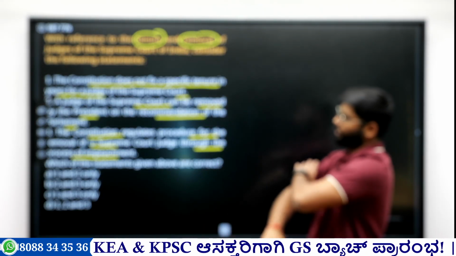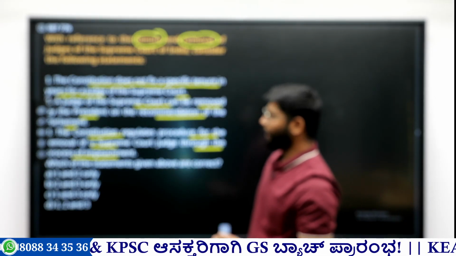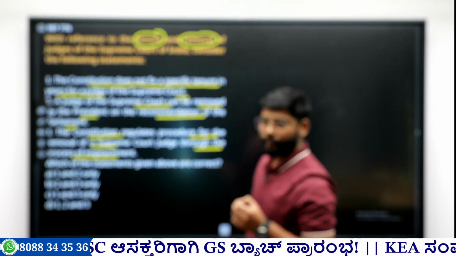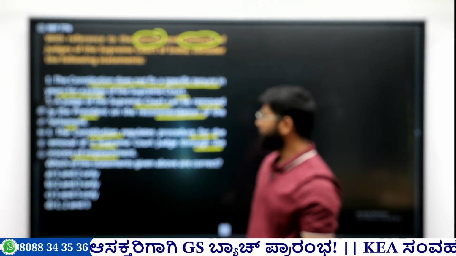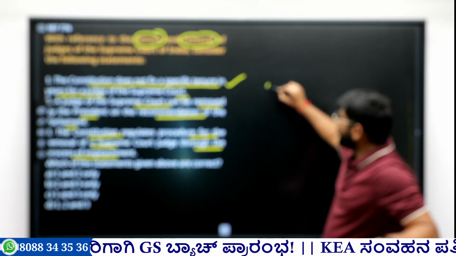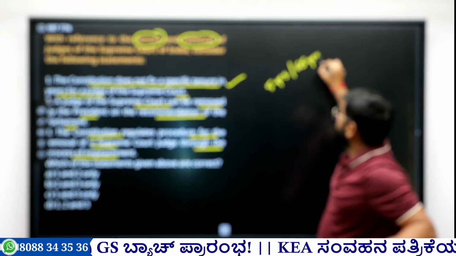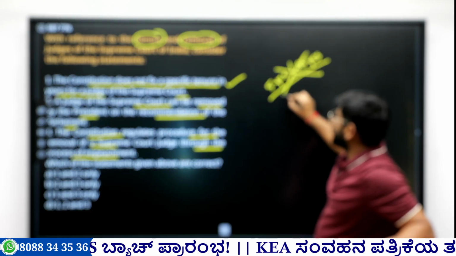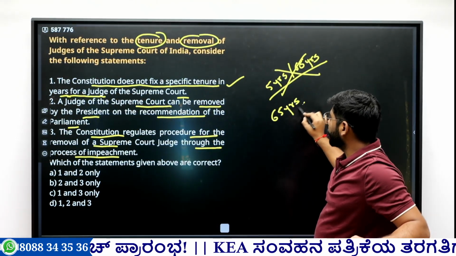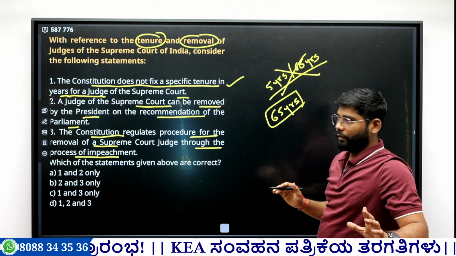Now see all three statements carefully. Prima facie, all three statements look easy and correct. But if we see, the Constitution does not fix a specific tenure in years for judges of the Supreme Court. What do you think? Is it correct or incorrect? It is correct, because the Constitution has not told that judges can hold office for 5 years or until they reach the age of 65 years. This is not told by the Constitution. They have just told the maximum age, that is 65 years. Till this age only the person can be a judge of the Supreme Court.